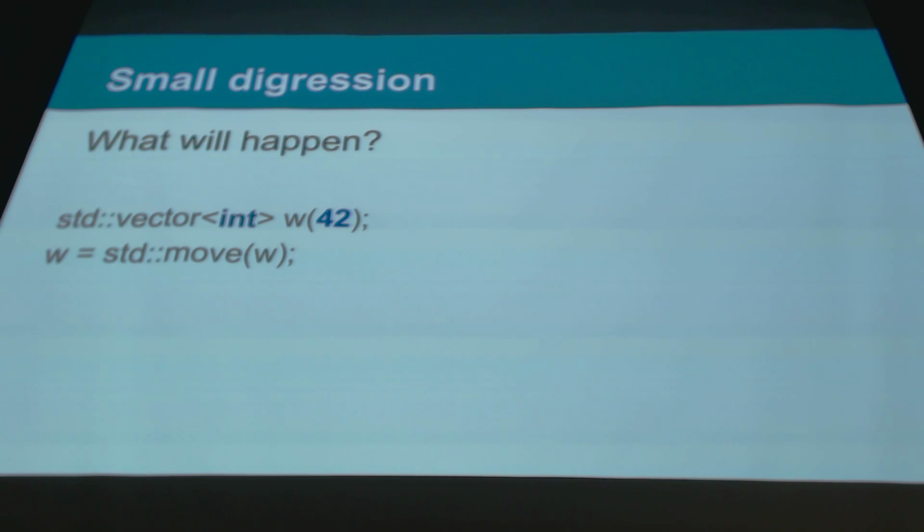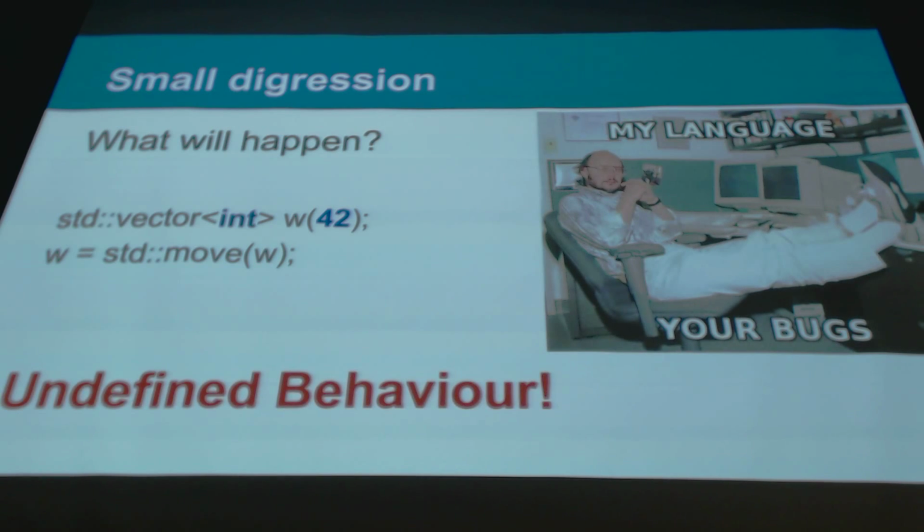Okay, so back to the digression. What will happen if we move something to ourselves? Of course, two things can happen, right? Either the vector will just disappear, it will shrink to 0, or nothing will happen. But of course, C++ is a quantum machinery, and both things can happen, right? So of course, it's undefined behavior.